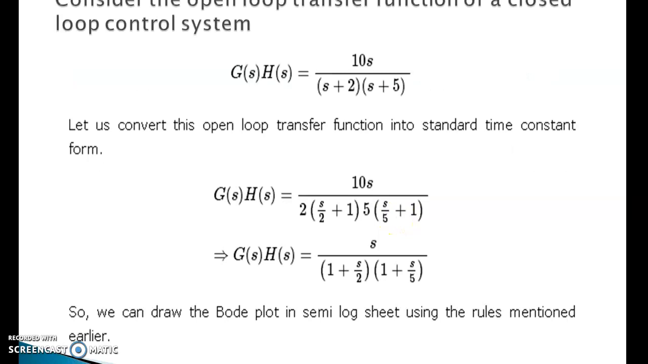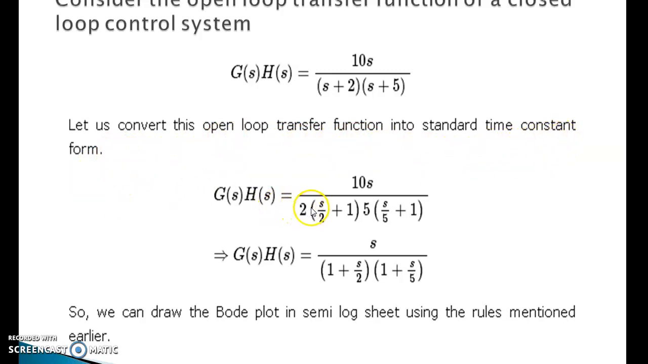Example, consider the open loop transfer function of a closed loop control system. G(s)H(s) is equal to 10s by (s plus 2) into (s plus 5). Let us convert this open loop transfer function into standard time constant form.